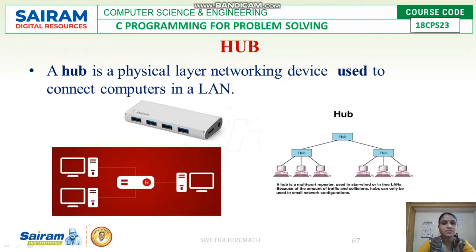It looks like this. Here, if we want to connect these two computers over this network, and this is one more computer system, then all these three will be connected with the help of the hub. A hub is a multi-port repeater used in star-wired or tree LANs. Because of the amount of traffic and collisions, hubs can only be used in small network configurations, only in smaller areas, small companies or small schools, colleges, banks. So there we can make use of this hub.